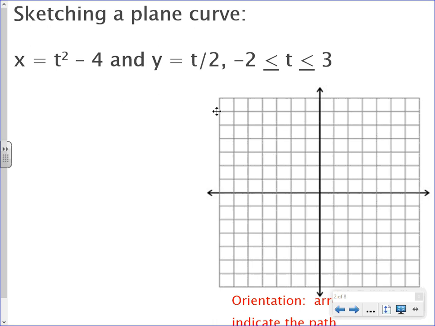There are going to be 2 different ways I'm going to show you how to graph. We're going to start basic with this way, okay? First of all, it's helpful that I'm giving you where t is going to be restricted. So t is between -2 and 3. And then we have an equation for x and an equation for y. All right? What do you think we need to do?